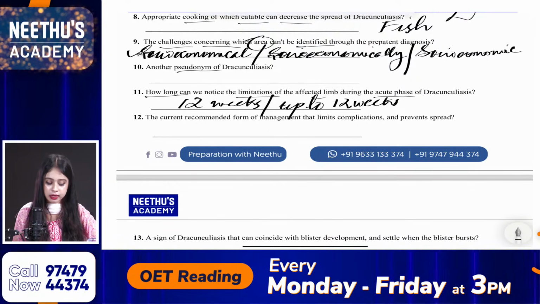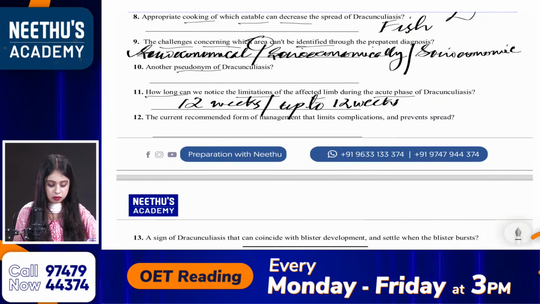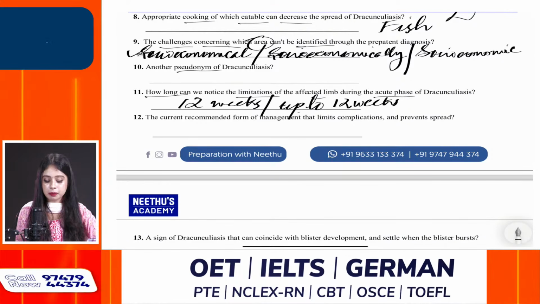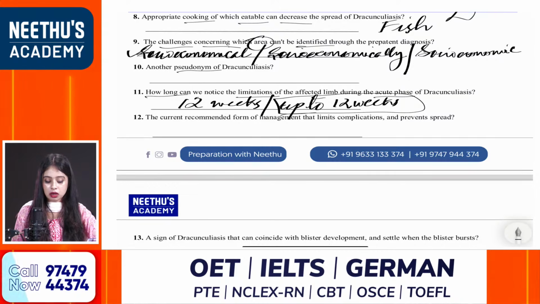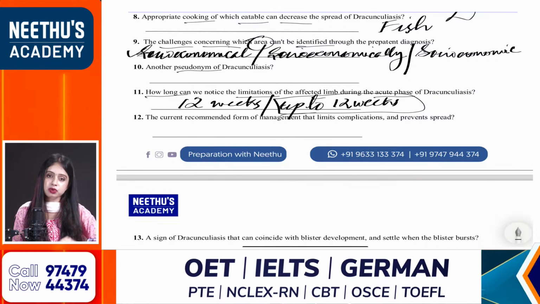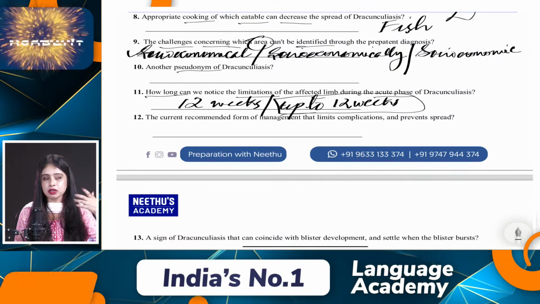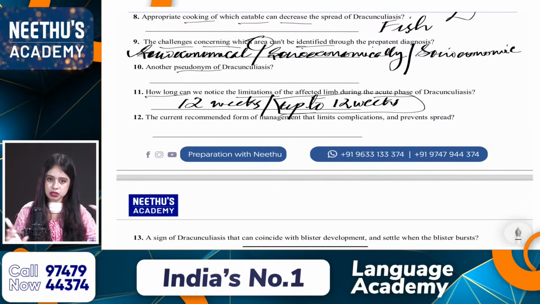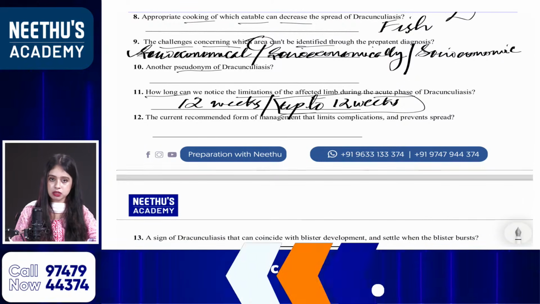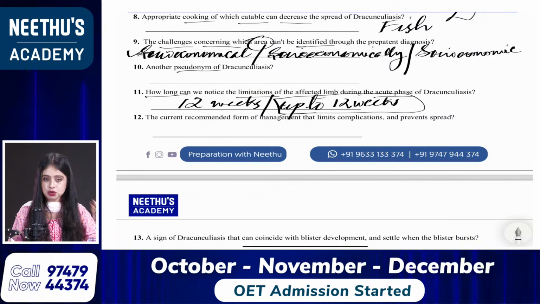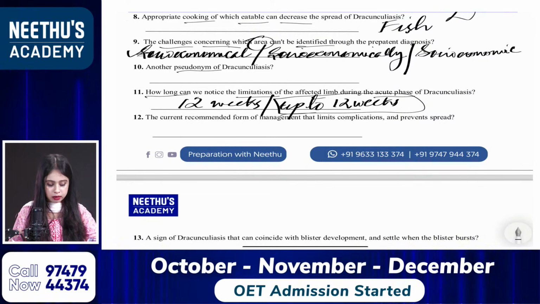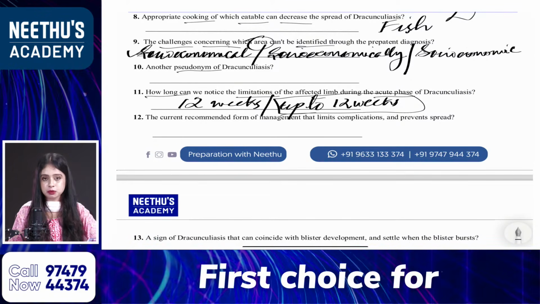So what is the correct answer? Very good, Shiny. Correct answer, up to 12 weeks. Okay, that is the correct answer. No, don't write just 12 weeks. When they ask duration, what they always want to know is the period of time. What is the duration? Length. So that is up to 12 weeks. So the answer is up to 12 weeks. Not just 12 weeks, up to 12 weeks.